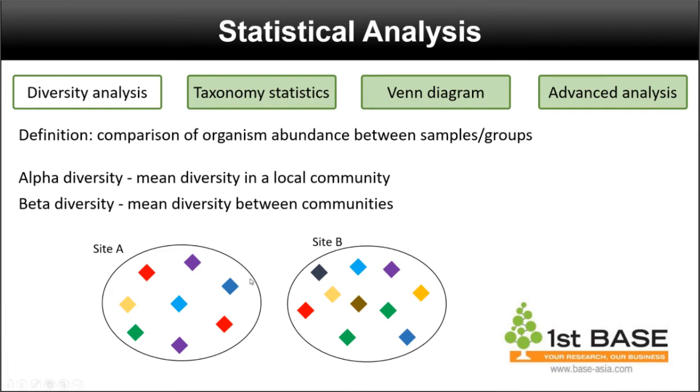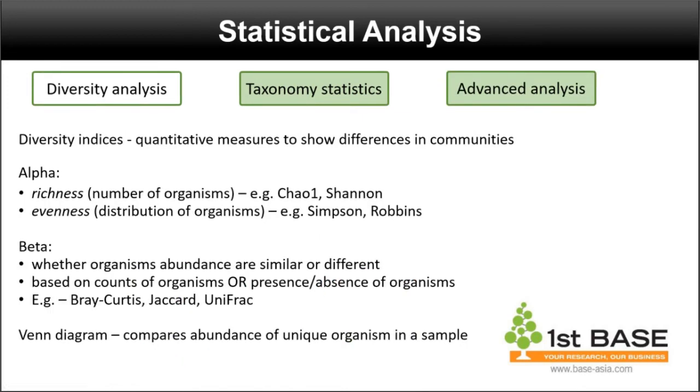So for beta diversity, we want to check between sites, meaning between site A and site B. So that is what it meant by alpha and beta diversity. So for diversity analysis, there are a few indices. These indices are actually quantitative measures to show differences in communities depending on the formula that they use.